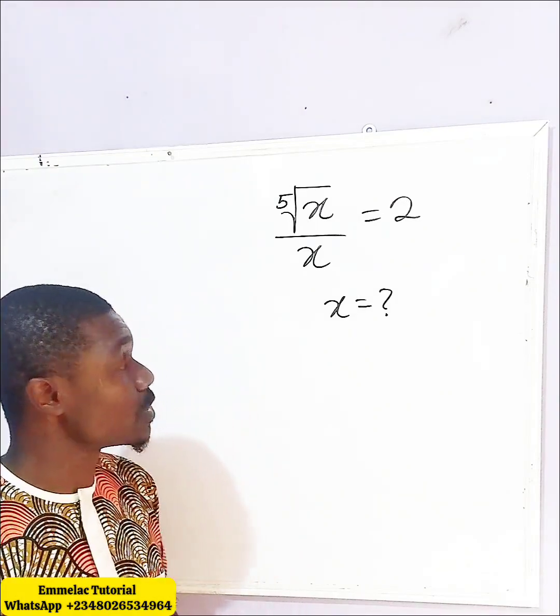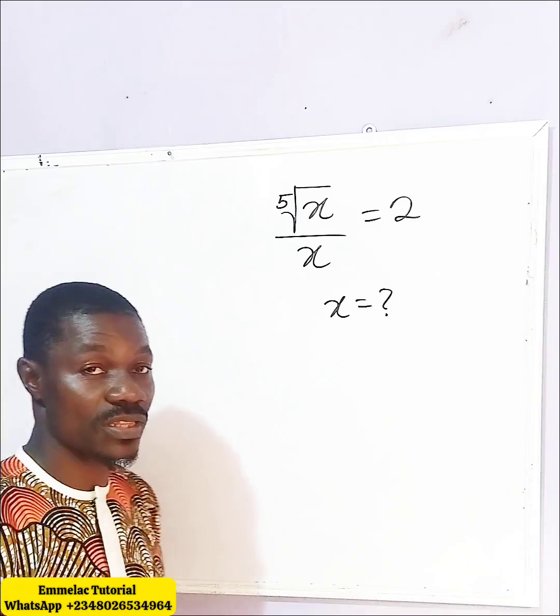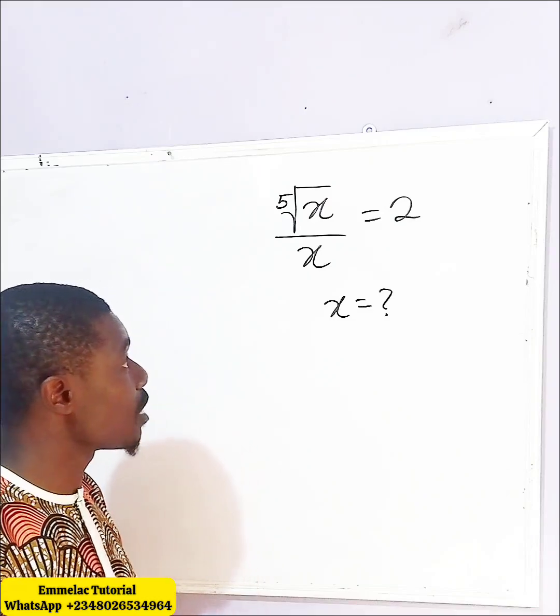Now before us is this question, and it reads that the fifth root of x all over x equals 2. Now find x. So how do we go about it?